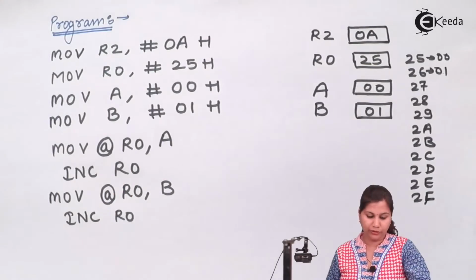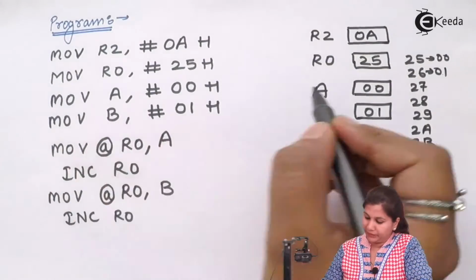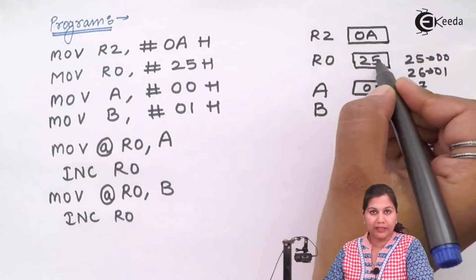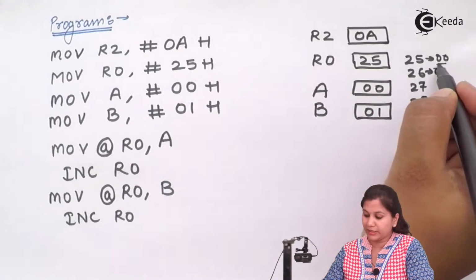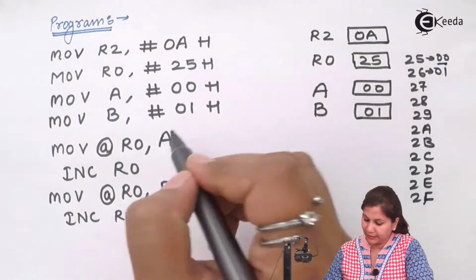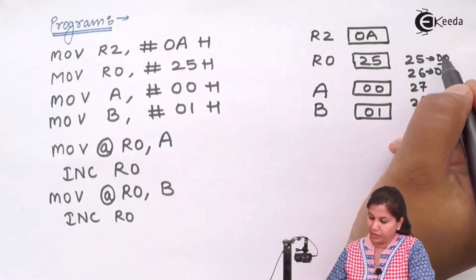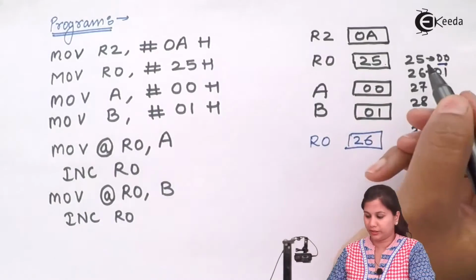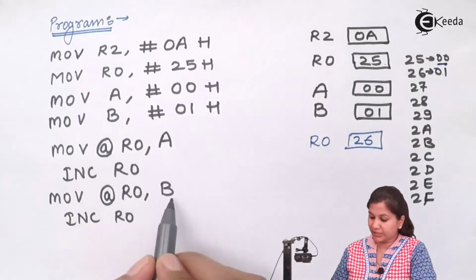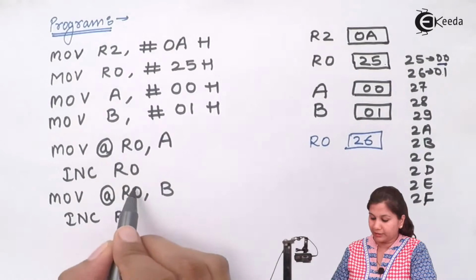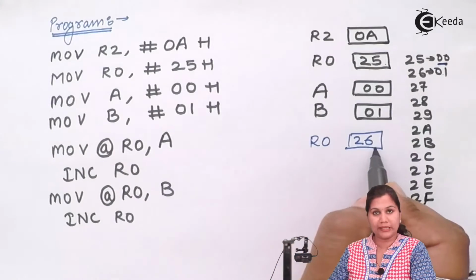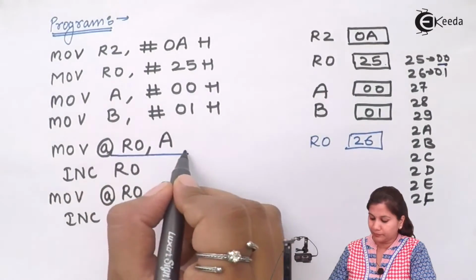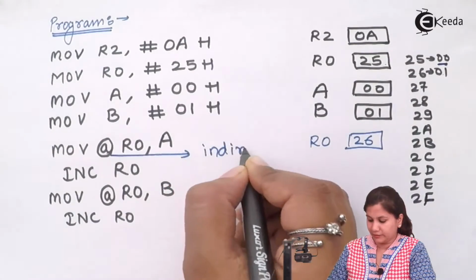So what these steps are going to do, in A or B we are having these contents. In R0 we are having the address 25. So at 25 a number is there, the number which is in A, that is 00, that is to be stored. Increment R0, so now R0 will become 26. 25 plus 1, it will become 26. Now the number which is in register B, that is to be stored at the memory location which is in R0, that is at 26. So at 26, 01 will be stored. This sign is used for the indirect addressing.